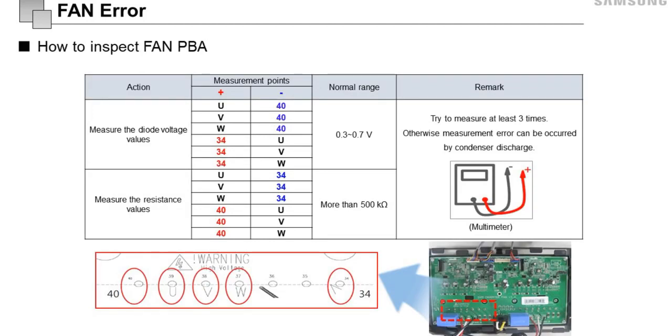This shows how to inspect fan PBA. It's very simple. What you only need is a multimeter to check whether the PBA is working or not. The resistance of the measurement points shown in the table should be measured to ensure that the value is in the normal range. If the resistance value is out of range, you should replace PBA of the fan.